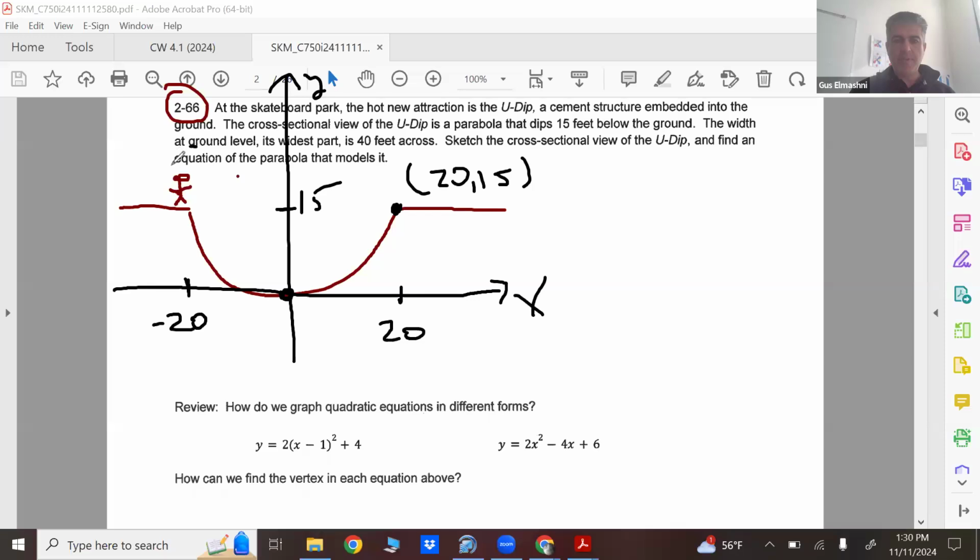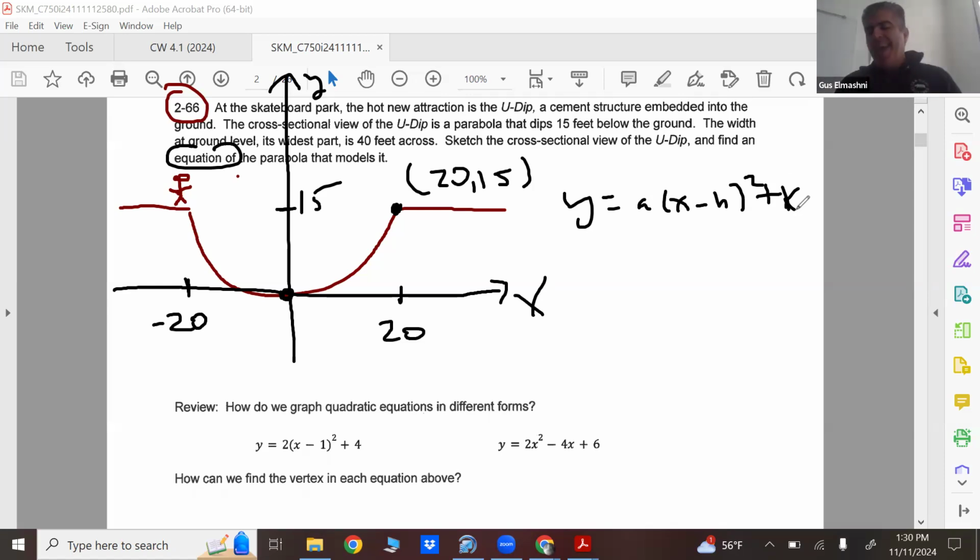So again, find an equation. So y equals a times x minus h squared plus k. Okay, what's my h and k here? What did I make h and k for this problem? 15, 20? Well, hold on, no. My vertex is right here. Oh, 0, 0. So if ground level was 15, then wouldn't it be negative?